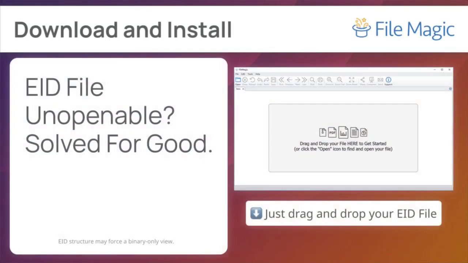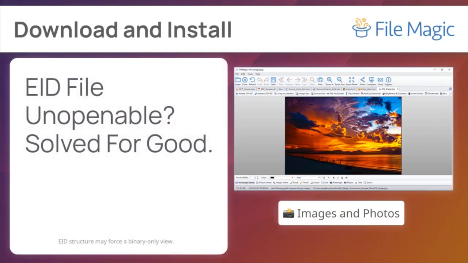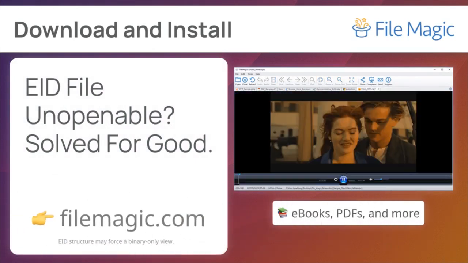When your file is still locked, the issue is almost certainly due to its niche format, which few programs recognize.